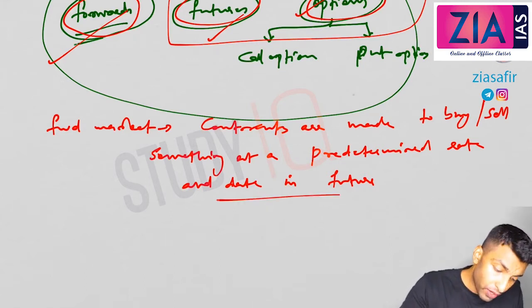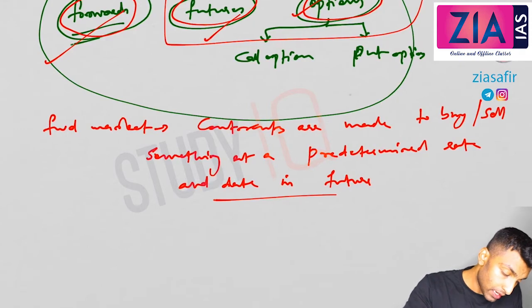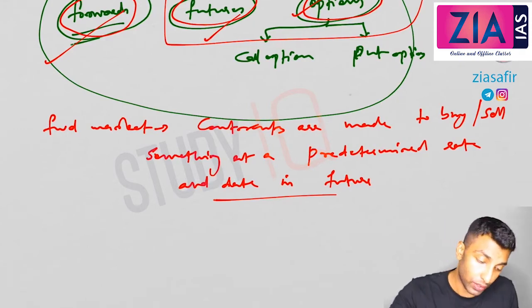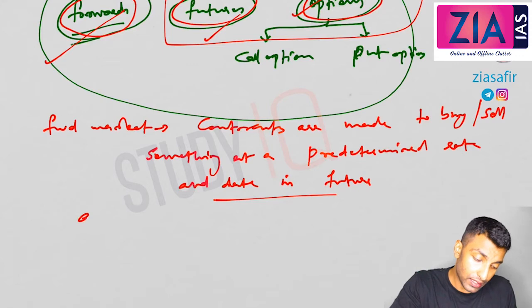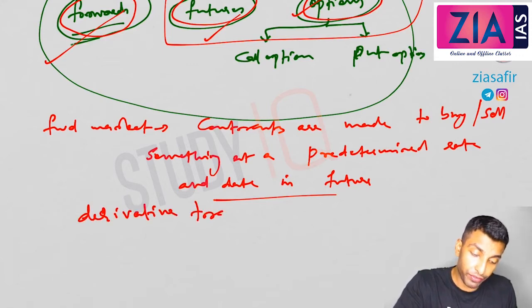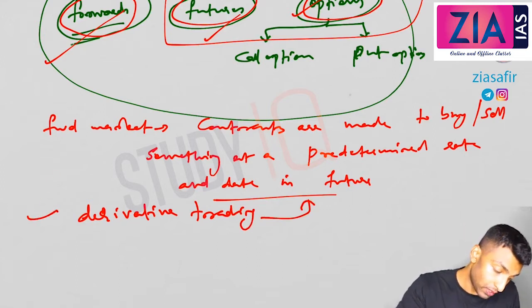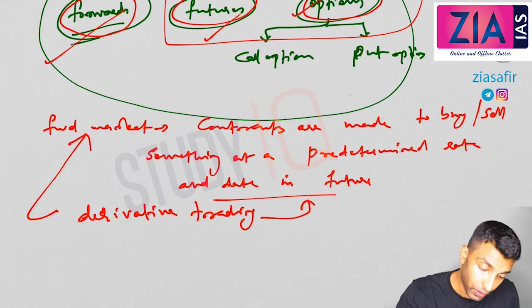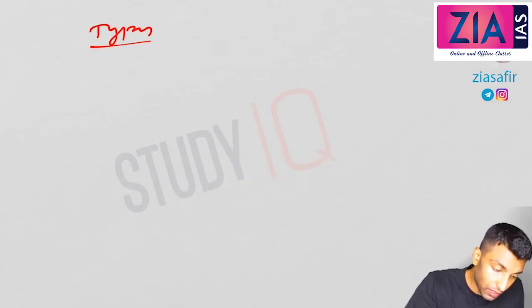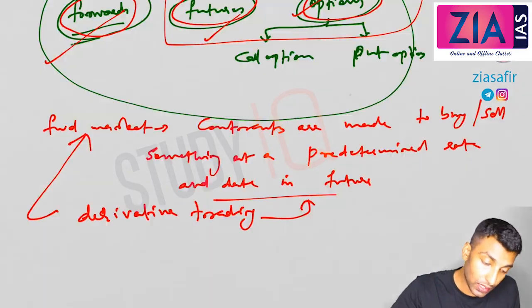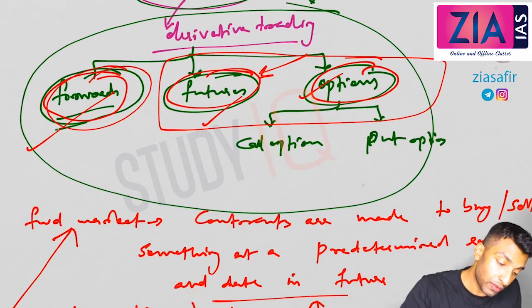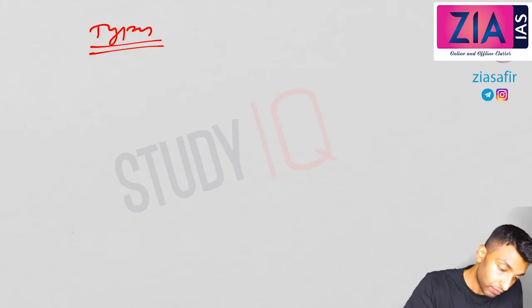So derivatives means these are contracts, transactions in the forward market. So you can just write one line: derivative trading, these are the contracts or transactions in the forward markets. So what are the different types? When we discuss types, the first one is forwards. First we will discuss forwards.